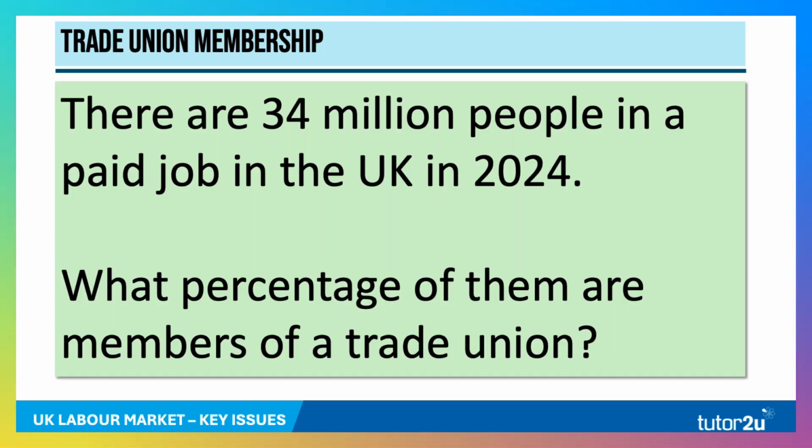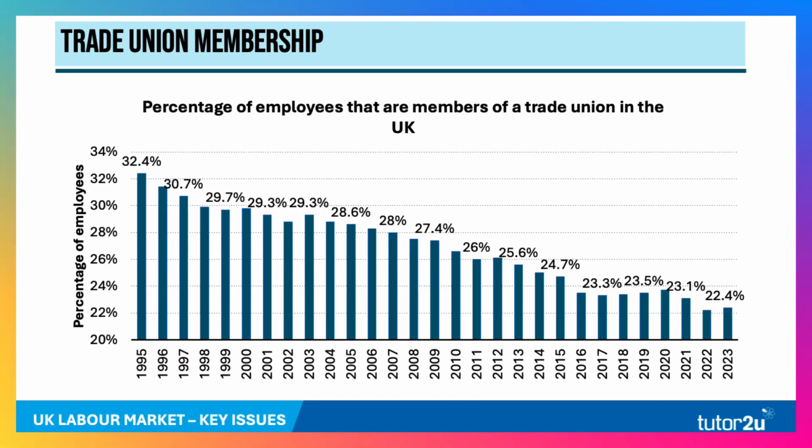Let's think about trade unions for a second. There are 34 million people in a paid job in the UK. A substantial proportion work as part-time employees. What percentage of them are members of a union? Have a guess. Well, the answer is less than 1 in 4. It's 22.4% using the 2023 data.